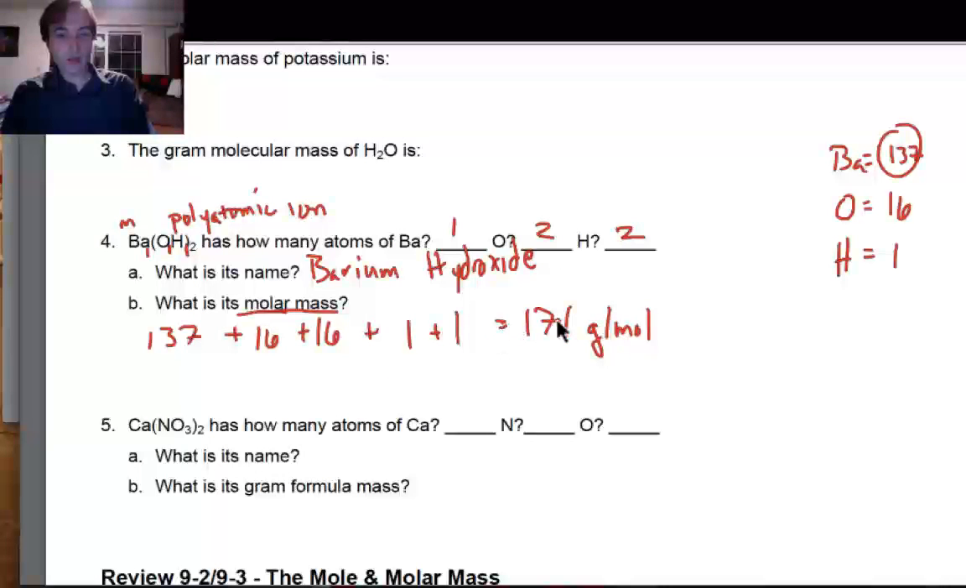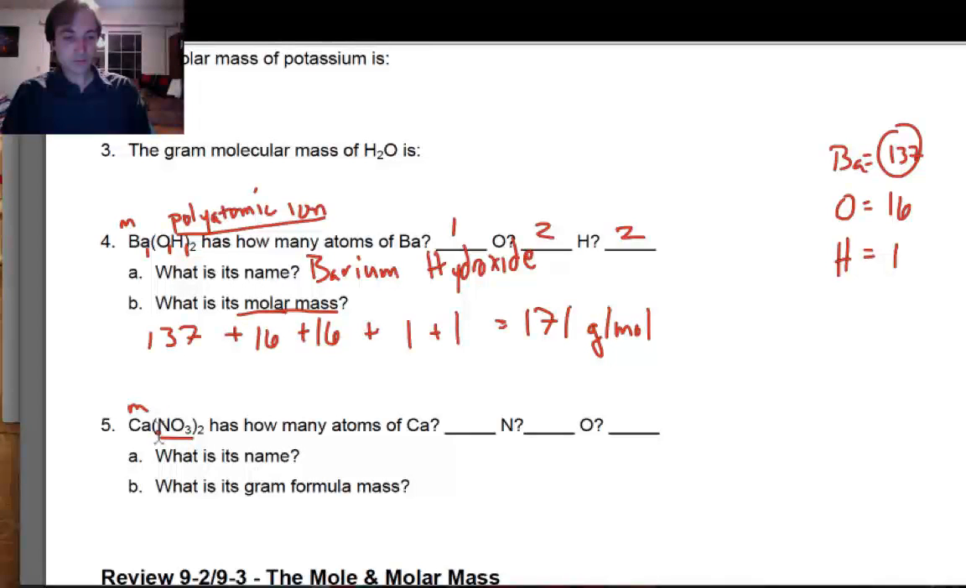Okay, so it's 171 grams for every mole of barium hydroxide. Easy enough. Okay, last problem. Now, this is also an ionic compound. I want to point out something here. We have a metal, just like up here. Barium is a metal, calcium is a metal, and then it also turns out that this is another polyatomic ion.